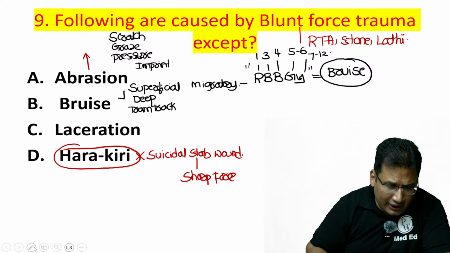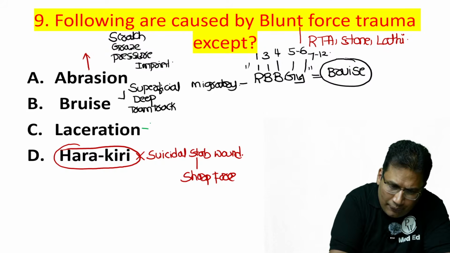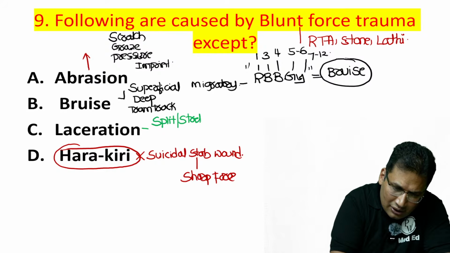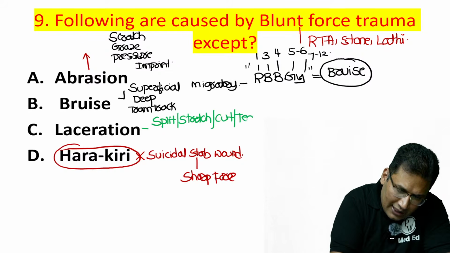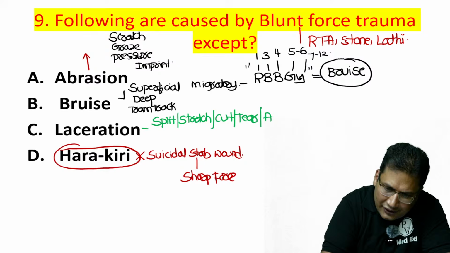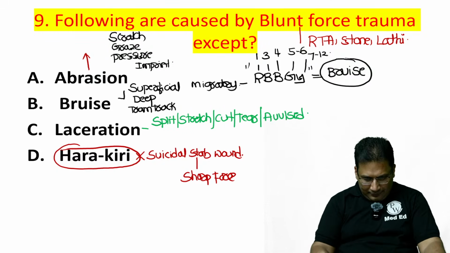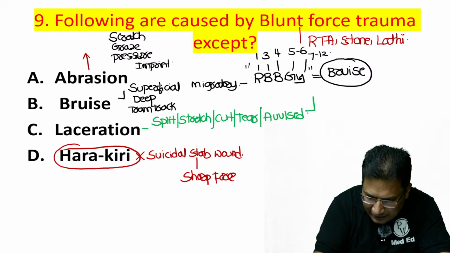Laceration. Laceration में आता है 4 types. 4 types क्या है? एक होता है split laceration, stretch laceration, cut laceration, tear laceration. One more है avulsed laceration. Avulsed. Can anyone tell me what is the feature of avulsed laceration? In avulsed laceration, there are some important features. What are they?